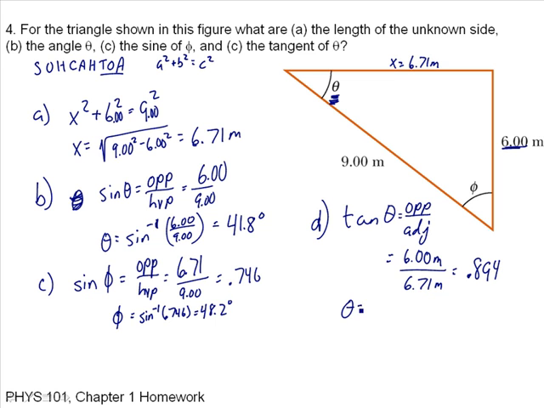And again, if you want to find theta, which you often will in this course, it's the inverse tangent of 0.894, which is 41.8. Oh, we've already found it. It's 41.8 degrees. Yeah, it's the same as what we found up here, but just a different way to find that angle.